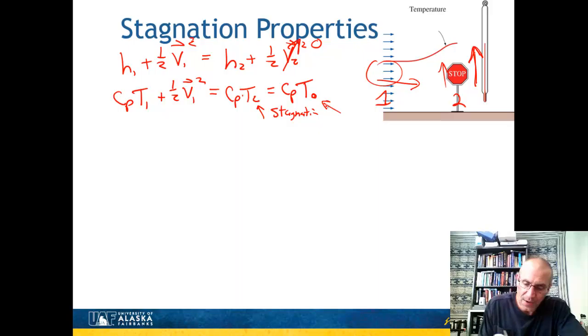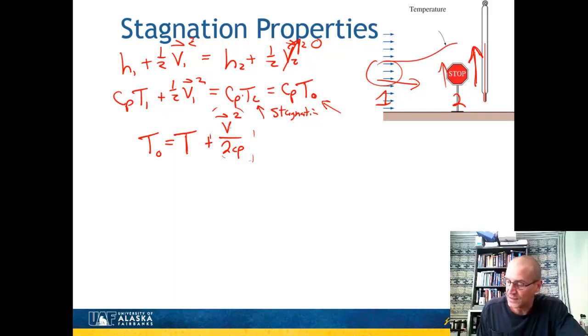All right. So now I know what T0 is. I'll just rearrange that. T0 is going to be the particular temperature, and then I'm going to be adding this term, which is V squared over 2 Cp. So it's sort of like I'm adding this kinetic energy term. So one thing to realize: stagnation temperature will always be greater than the temperature, and that increase is always going to be proportional to what my velocity is at that point.